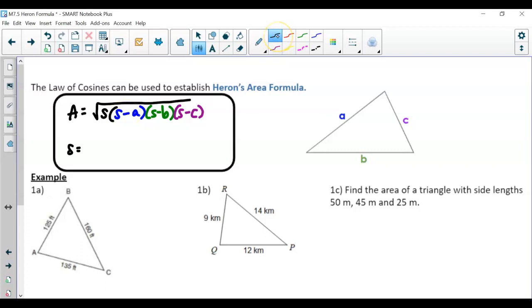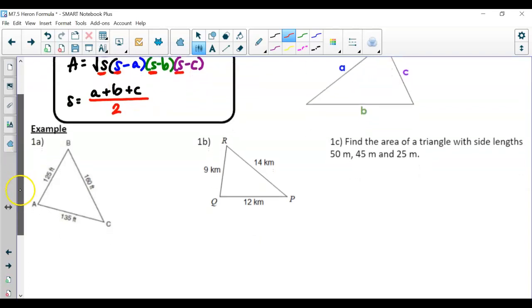So to calculate this semi-perimeter, well, first off, it's perimeter. So you add up the three sides, a plus b plus c. But because it's semi-perimeter, we divide that by 2. So again, make sure you add up the three sides and divide by 2. That is your value for S that you would use here to find the area. So you need to first find S.